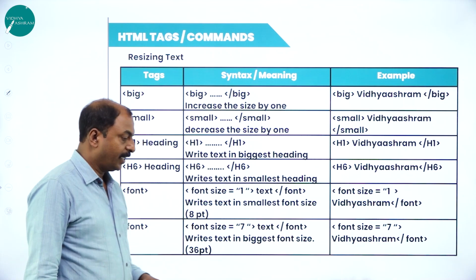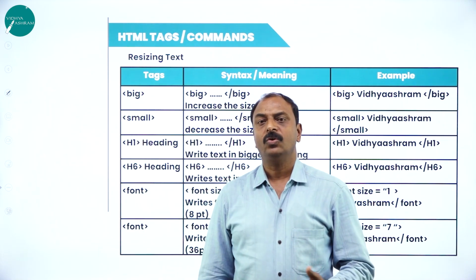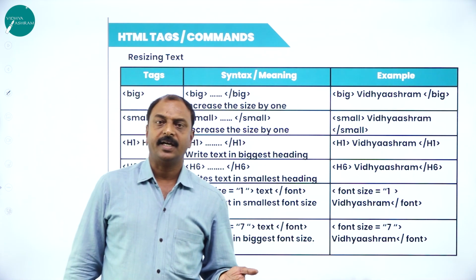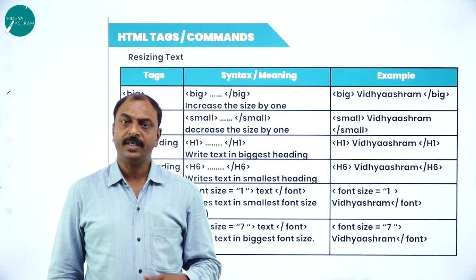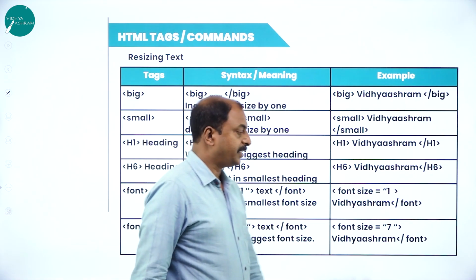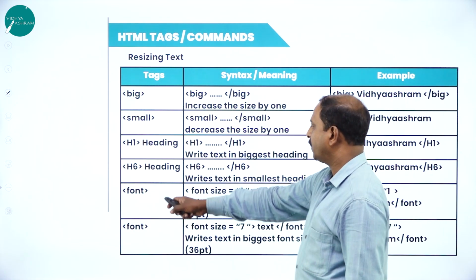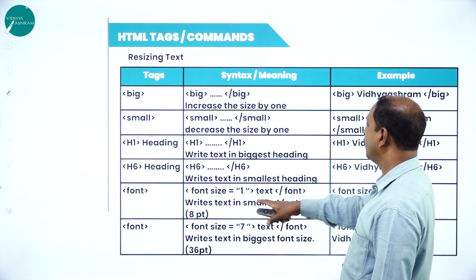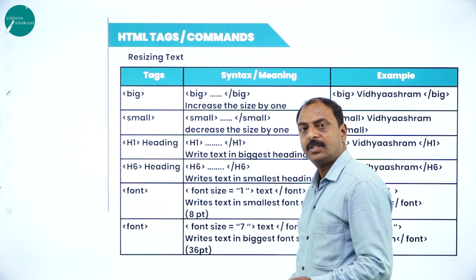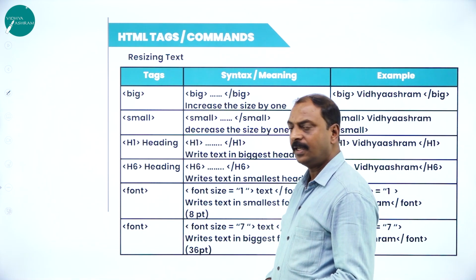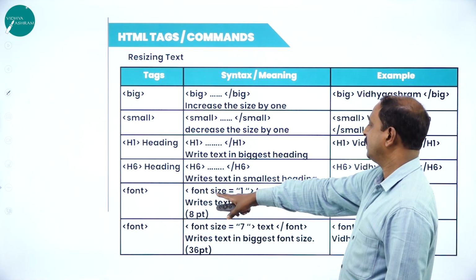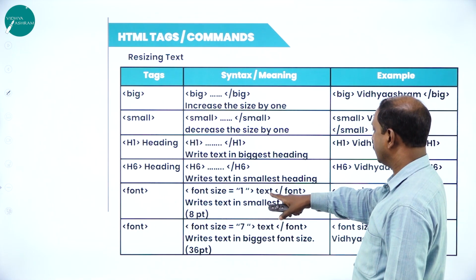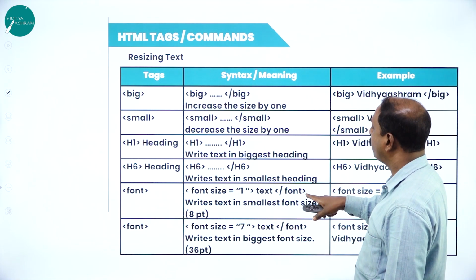Next, the font tag. We can display our information with different font styles and also with different font sizes. This is the font tag, and it has attributes like size, style and color. This is the font tag with size as an attribute equal to 1, and the text here. After that we close the font tag here.